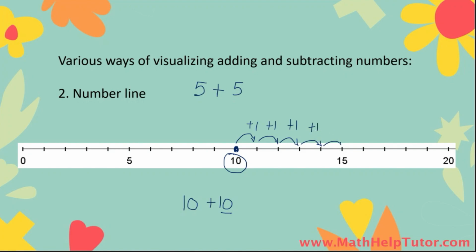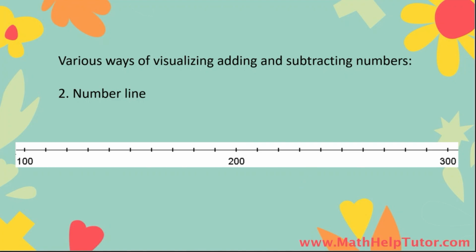That's plus 4, plus 5, plus 6, plus 7, and then another 1, plus 1, another 1, plus 1, and then the final plus 1, which gives us an answer of 20. So we know that 10 plus 10 is equal to 20. And a while ago, 5 plus 5 is equal to 10. Now let's try this on larger numbers.